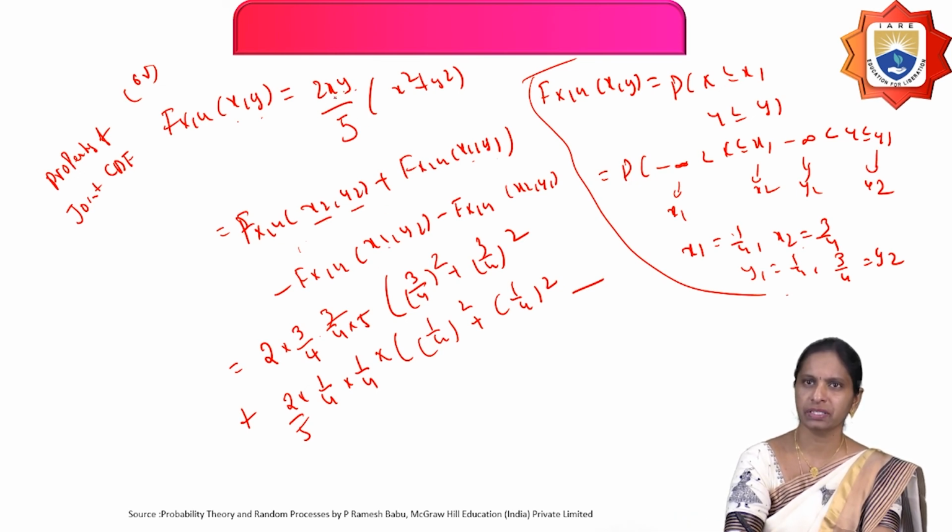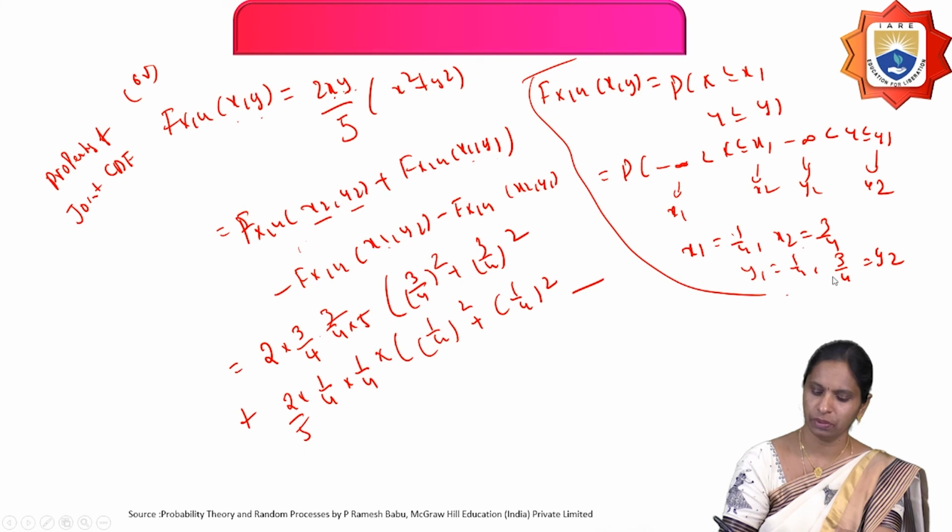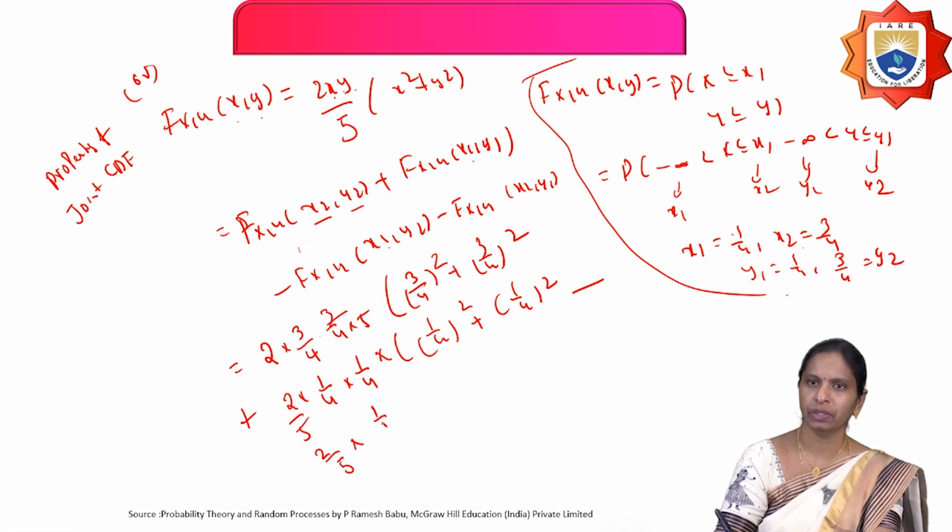In place of x as x1, in place of y as y2. x1 is 1 by 4 and y2 is 3 by 4. Then 2 by 5 into x1, which is 1 by 4, and y2 is nothing but 3 by 4, into what do you have?